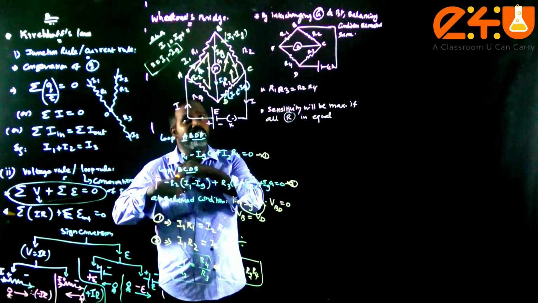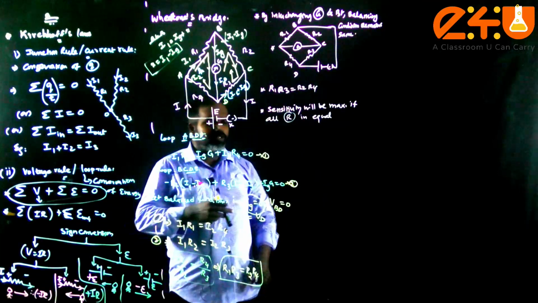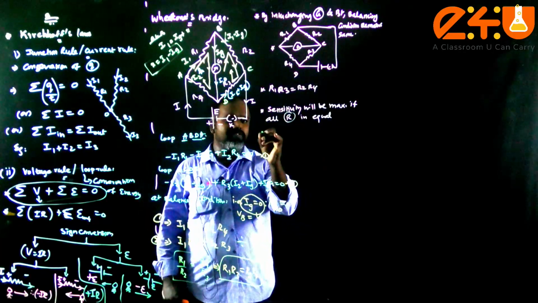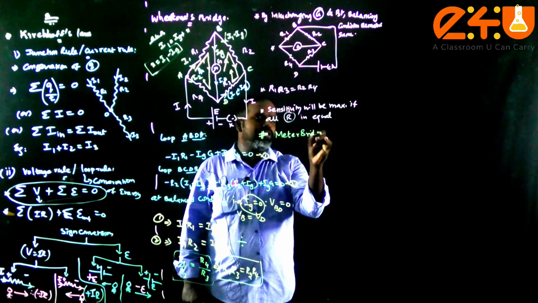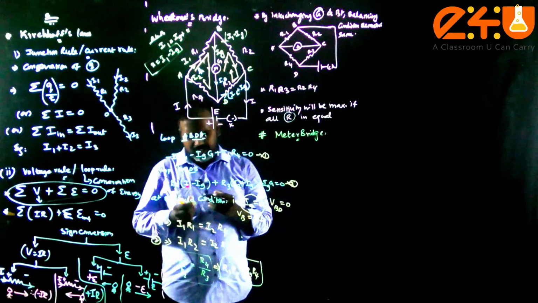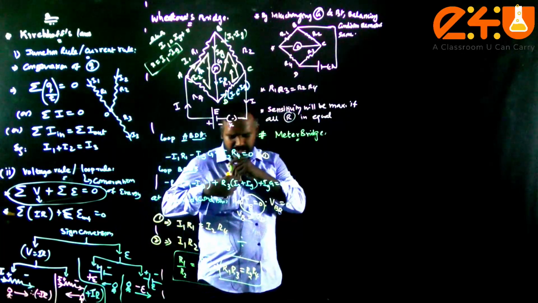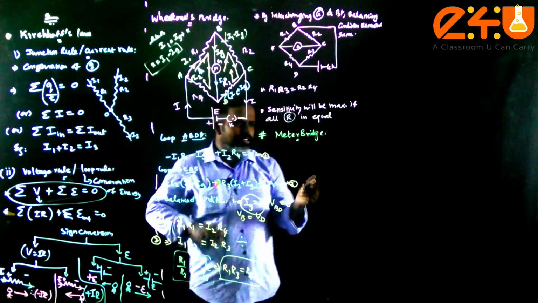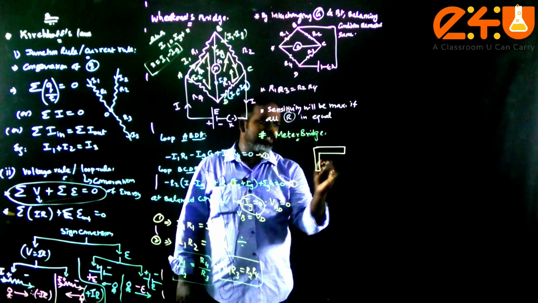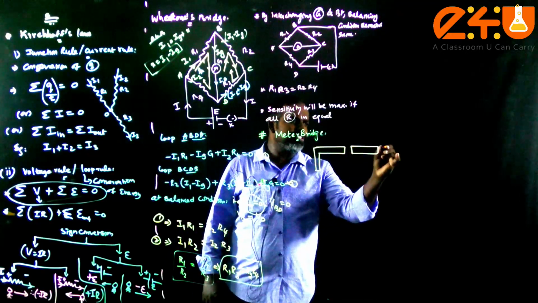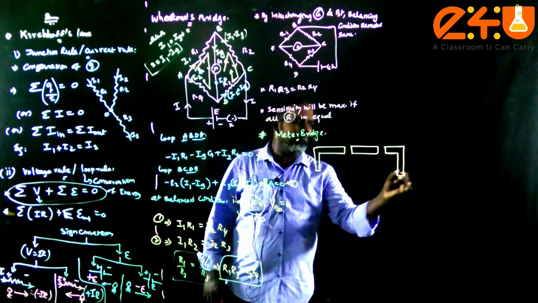The next thing we are going to discuss is its extension. The idea of the Wheatstone bridge is extended to a practical device known as the meter bridge. The meter bridge is a modified form of the Wheatstone bridge only. So the circuit diagram for that is given by these metallic strips. You may see this device in your laboratory.